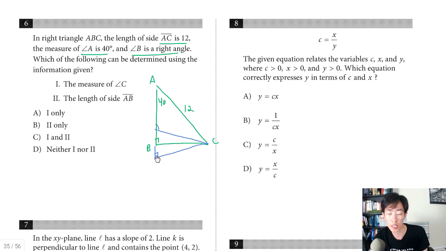C is going to be fixed, given the fact that this is a right angle, this is 40, and this is 12, because we can't move anything else. So let's consider whether the length of side AB can change. It's very similar to before.